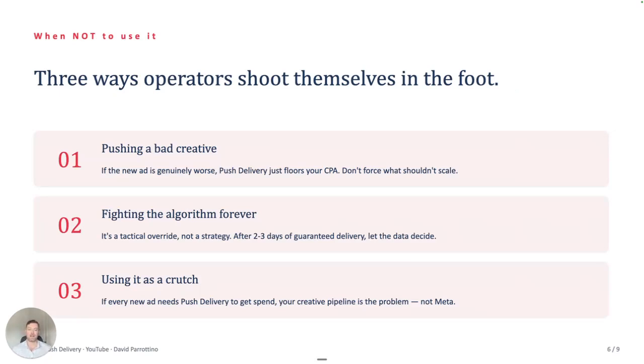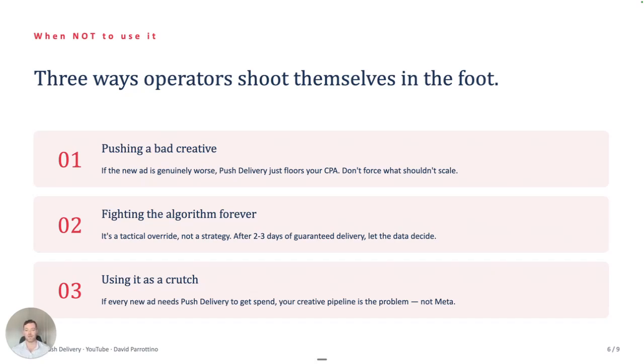There's 3 ways that I see operators shooting themselves in the foot. Number 1 is pushing a bad creative. If an ad is genuinely worse, push delivery just makes your account-wide CAC worse. So you shouldn't force what doesn't scale. Again, you can test at a small budget, but if it's not performing at a small budget, it's not going to perform at a larger budget.